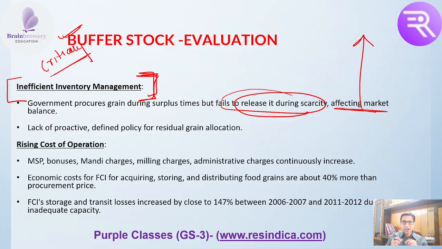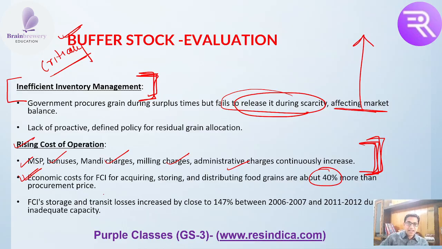Okay, so that is why we need a proper policy in dealing with the inventory. Then there is the rising cost of operation. MSPs are there, bonuses are there, mandi charges, milling charges and administrative charges are there. So a lot of charges are involved in keeping all these buffer stocks. The economic cost of keeping this extra grain is very high. Economic cost for acquiring, storing, and distributing is more than 40% of the procurement cost.